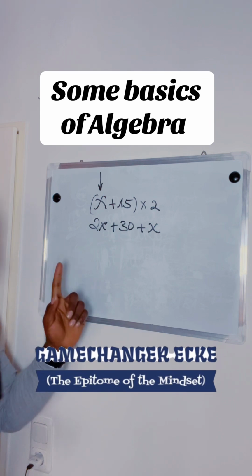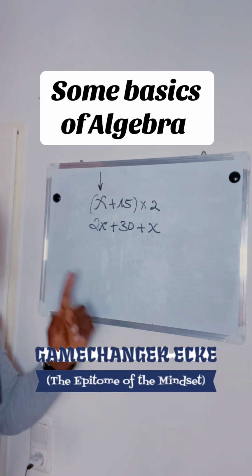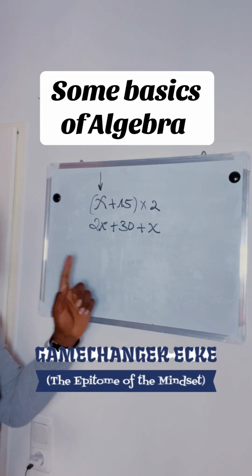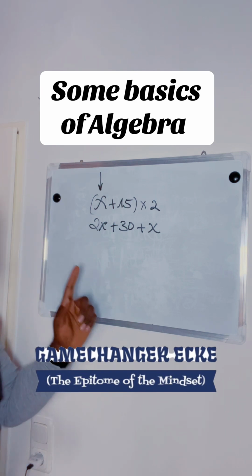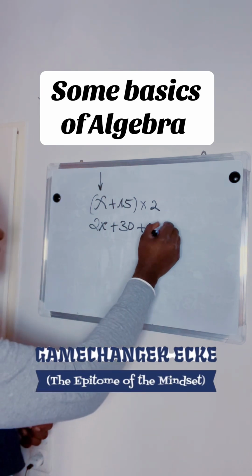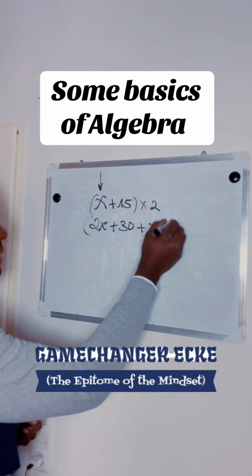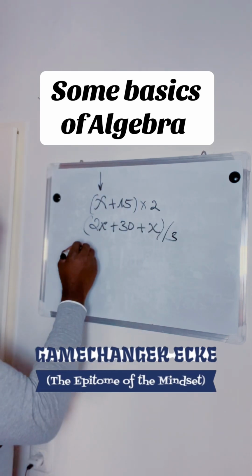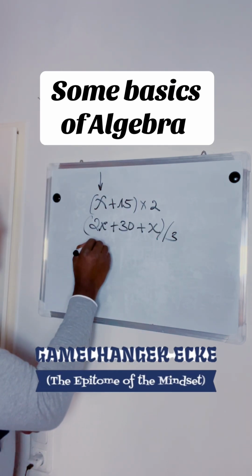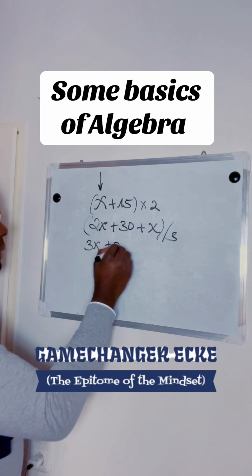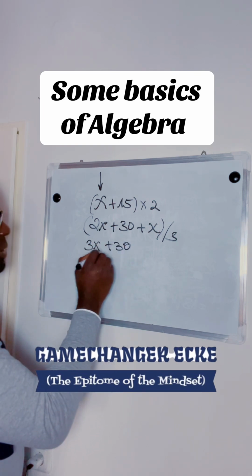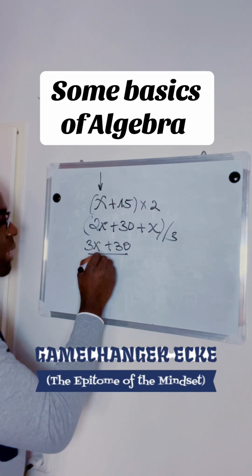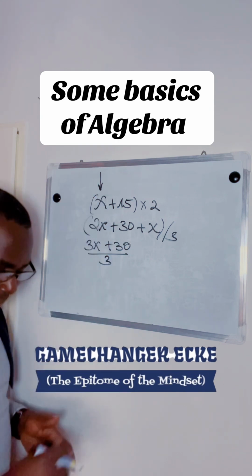And then the next thing they say is, divide the result by 3. Therefore, all of these have to be divided by 3. So we now see 3x plus 30 will now be divided by 3.